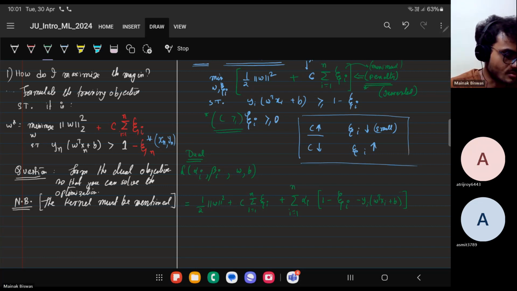Good. What else? I am getting two more summation parts, beta i and gamma i. One will be minus beta i xi i summation, and another is gamma i xi i minus c into xi i.